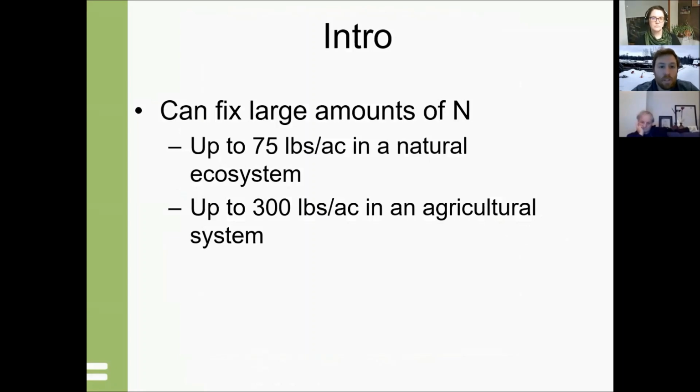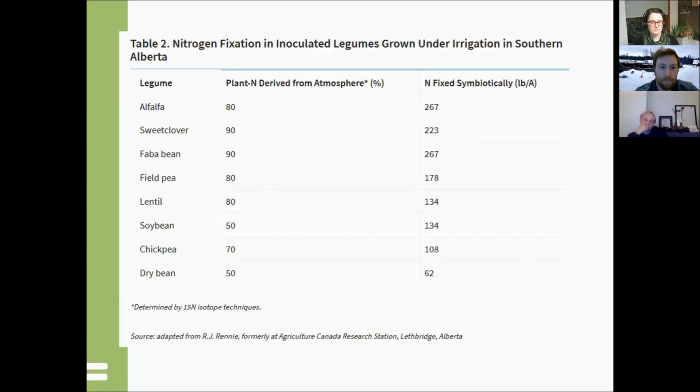And through this process, plants can fix a pretty large amount of nitrogen. So in just a natural ecosystem, not an agricultural ecosystem, about 75 pounds per acre per year can be fixed. But of course, in our systems, we can fix much more, up to 300 pounds per acre per year.